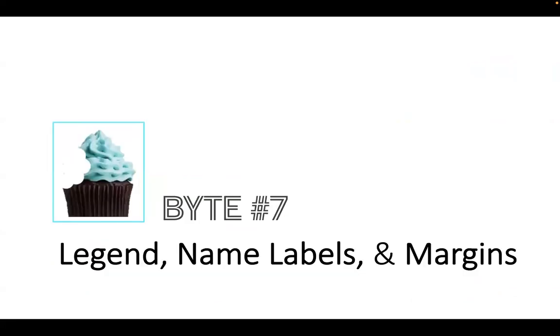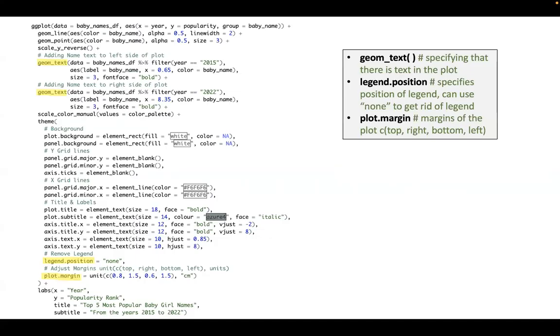Now we are on to our last bite. We will get rid of our baby names legend and move the baby names to be labels on the left and right side of our plot. To finish off, we will adjust our plot margins. Pictured on the left is the code that we have done so far, plus the code needed for our next steps. We have come a long way.